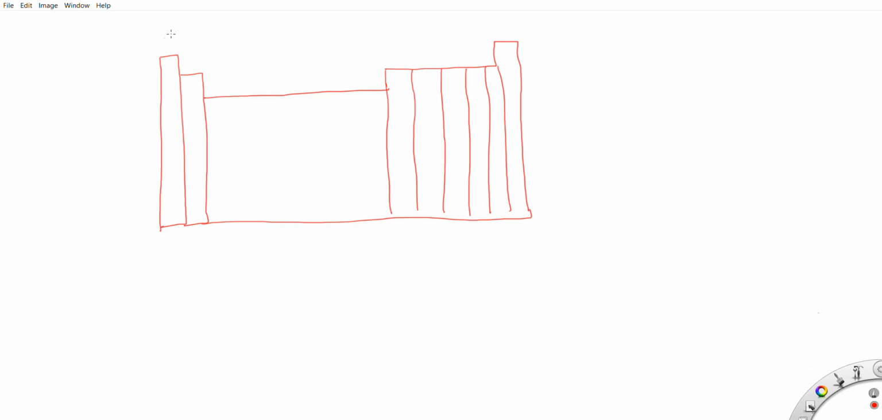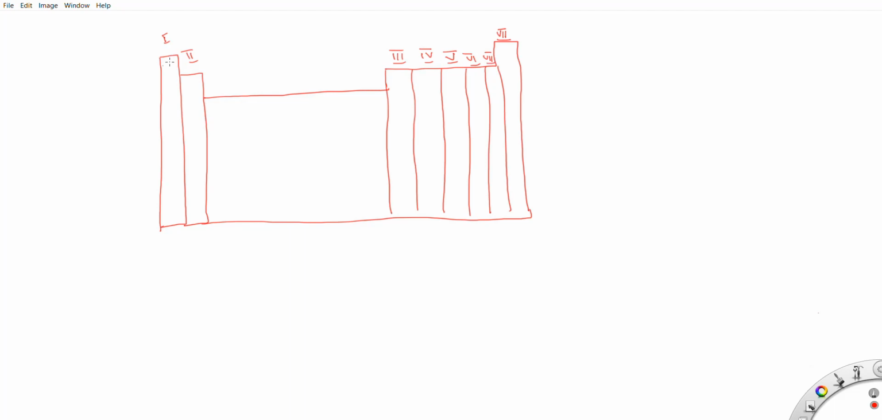So group 1, group 2, group 3, then this is group 4, 5, 6, 7, and 8. So it is very easy to understand this periodic table. Basically, how is that so?